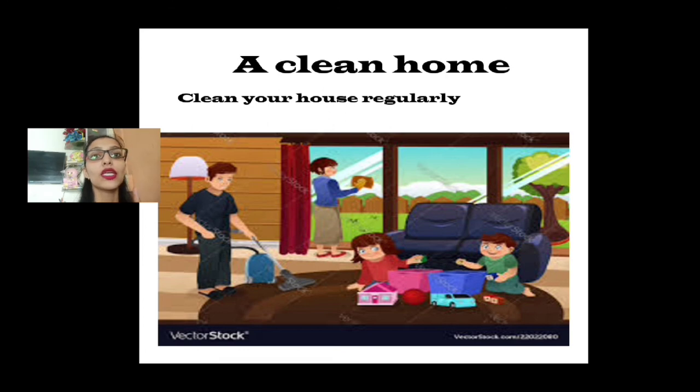First, you should clean your house regularly. Means you should sweep the floors, you should wash the utensils, you should put the garbage in the dustbin, and many more things. So the first point here written is clean your house regularly. Regularly means you have to clean your house daily. You cannot skip any time for cleaning. So you should clean your house regularly.